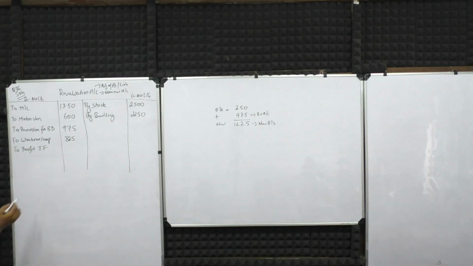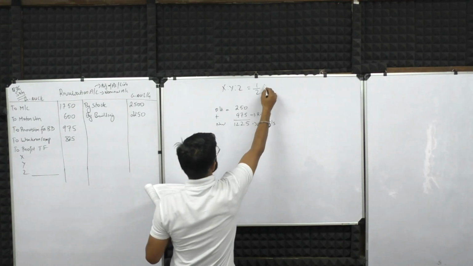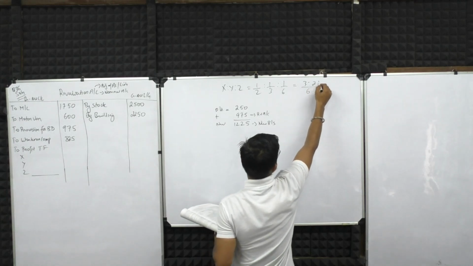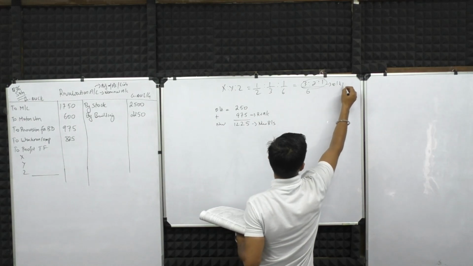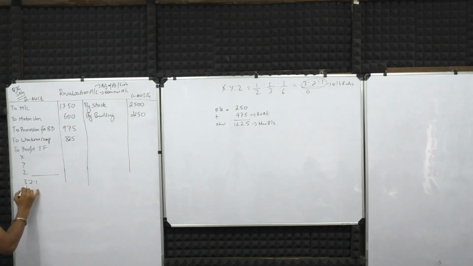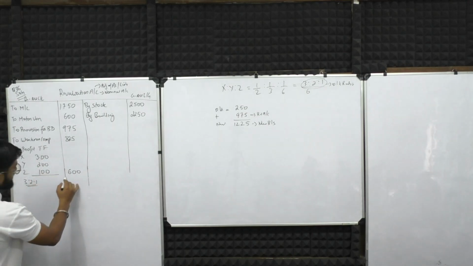The profit is transferred to whom? Who are the partners? X, Y, and Z. What is the ratio? X, Y, Z is 1/2 : 1/3 : 1/6. Solving, that is 3 : 2 : 1, which is the old ratio. So the profit of 600 is divided as 300, 200, and 100.